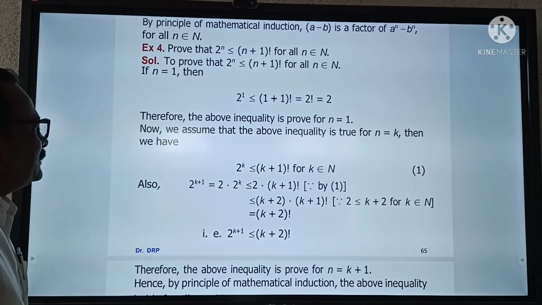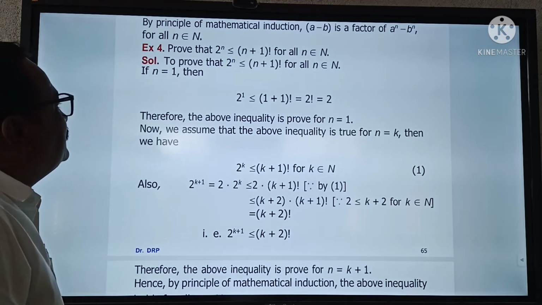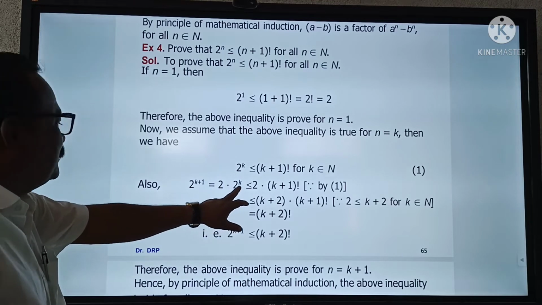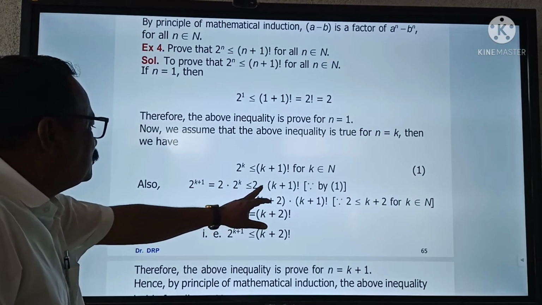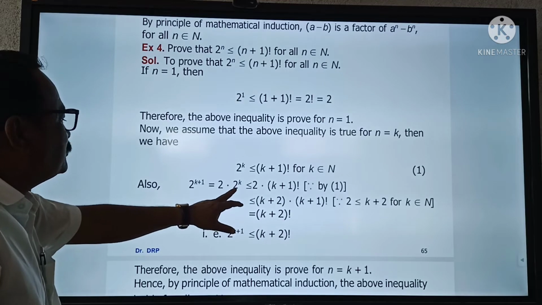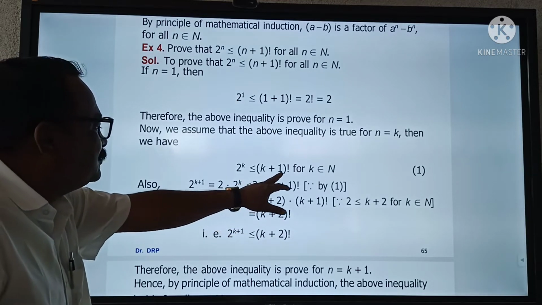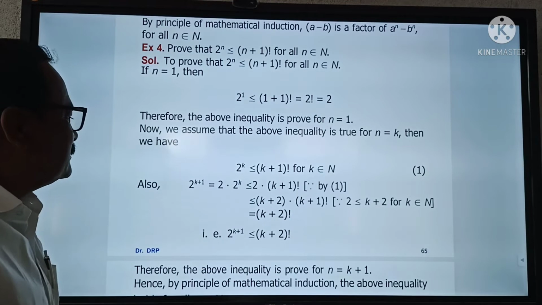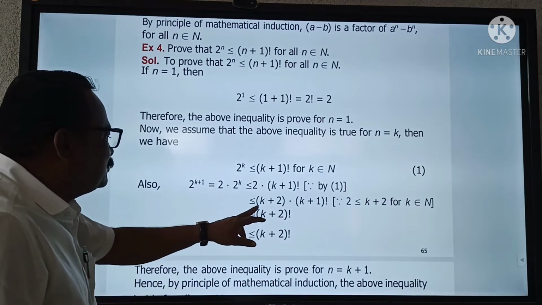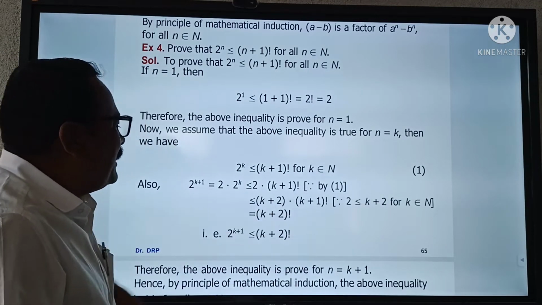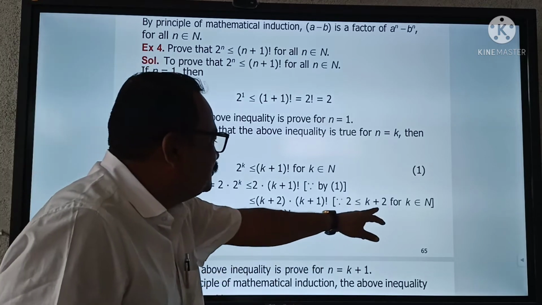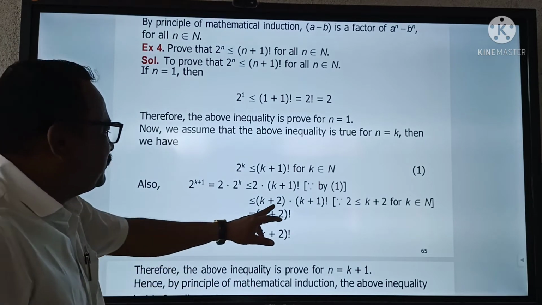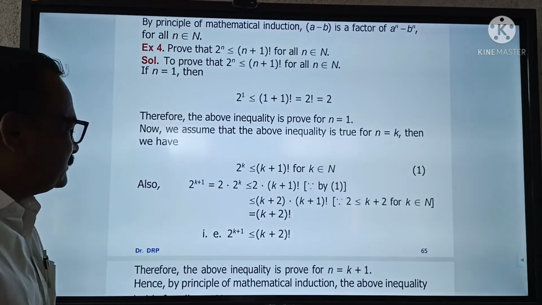Now we have to prove that 2 raised to k plus 1 is less than or equal to k plus 1 factorial. So 2 raised to k plus 1 is 2 times 2 raised to k. Clear? Which is less than or equal to 2 into, we know that 2 raised to k is less than or equal to k plus 1 factorial. So this is k plus 1 factorial, it is by 1, it is written since it is by 1. So which is less than or equal to k plus 2 into k plus 1 factorial, because k plus 2 is greater than or equal to 2 for k belongs to N. Clear? So k plus 2 into k plus 1 factorial means it is k plus 2 factorial.